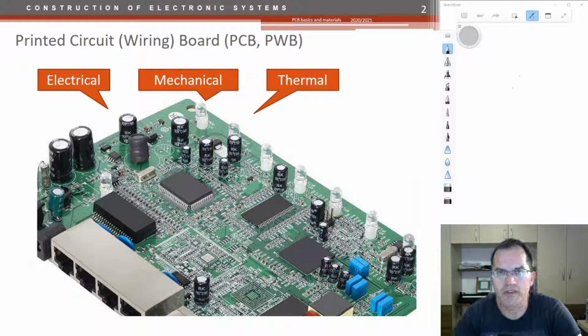A printed circuit board is a board that has three main properties. These are electrical properties, mechanical and thermal properties. The components that are soldered on the printed circuit board of course have to be connected electrically, but the board also provides mechanical support, and it conducts heat away from the component, so it has also thermal properties. For printed circuit board, we usually use the abbreviation PCB, but sometimes you also see printed wiring board term in literature, so PWB.